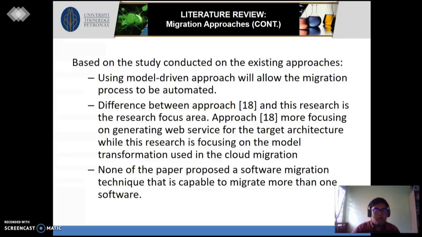There are differences between approach 18 and this research. The difference is the focus area. In approach 18, it's more focused on generating a web service for the target architecture, while this research is focusing on the model transformation used in modernization. None of the papers propose a software migration technique that is capable of migrating more than one software.